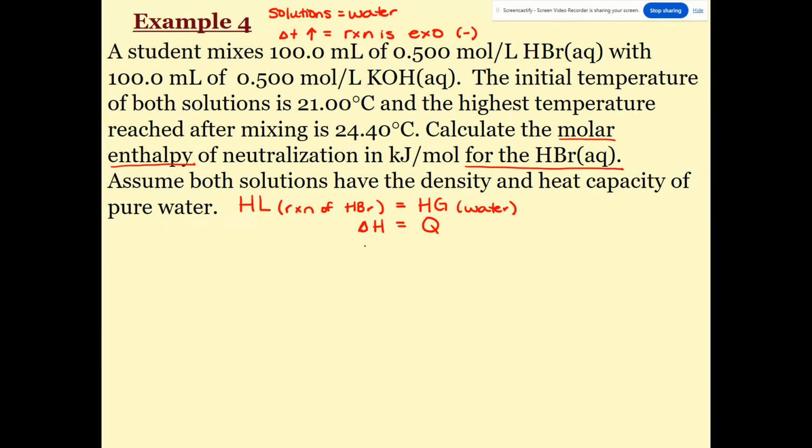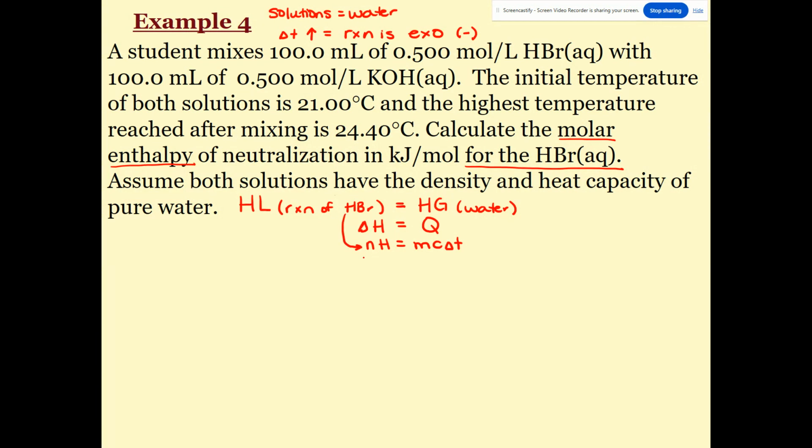Now, if I replace those with their formulas, delta H equals nH, and q equals mc delta T. So a lot of times students will start at this line, where nH equals mc delta T, and that's totally fine, okay? Now the question is, I'm dealing with, again, my moles of the HBr.